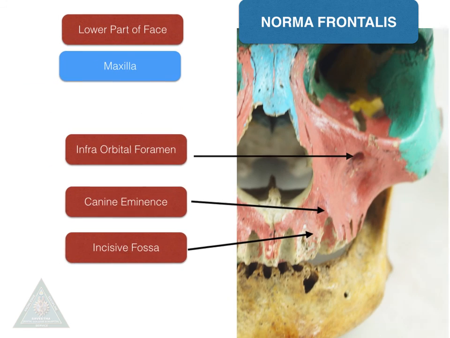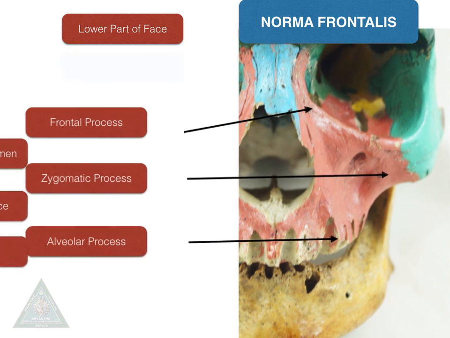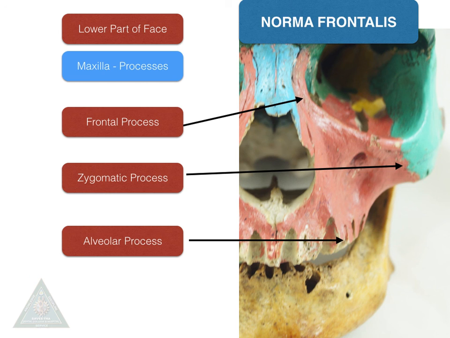Moving to the maxilla, we can see the infraorbital foramen, which transmits the infraorbital nerves and vessels. We have the canine eminence, and medial to it we have the incisive fossa, and lateral to it we have the canine fossa. There are three processes of the maxilla that can be seen in this view.